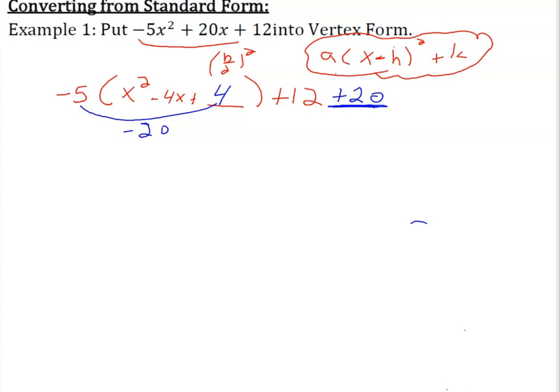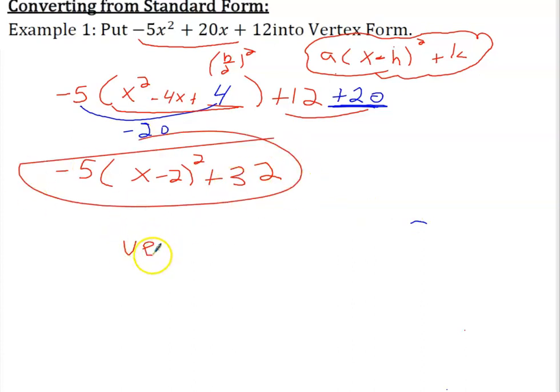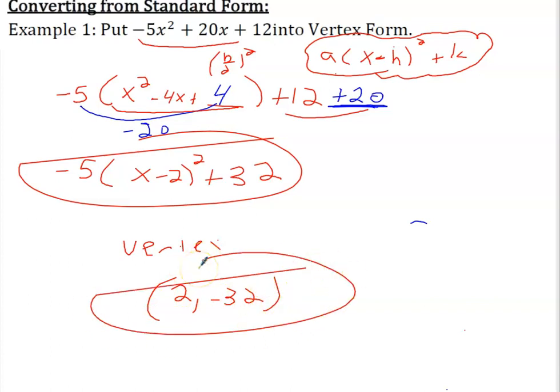So now I can continue with my completing the square process. This is going to be negative 5. Now this quantity here is going to be (x minus 2) squared. And this piece we're going to add to get 32. So in this case, this is vertex form. So our vertex is going to be the point (2, negative 32) of this graph.